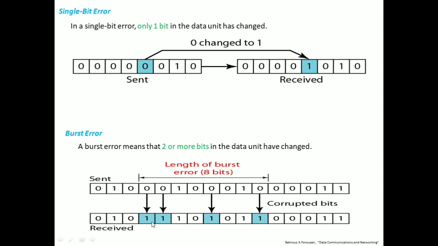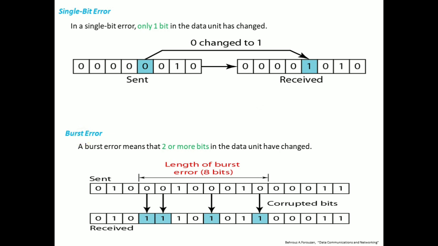So these bits, this bit, this bit, this bit and this bit, are corrupted bits, that is, more than 2, right? Two or more bits have been corrupted during the data transmission. This kind of error is called a burst error.